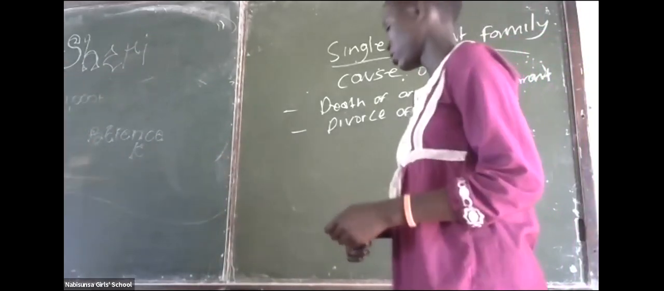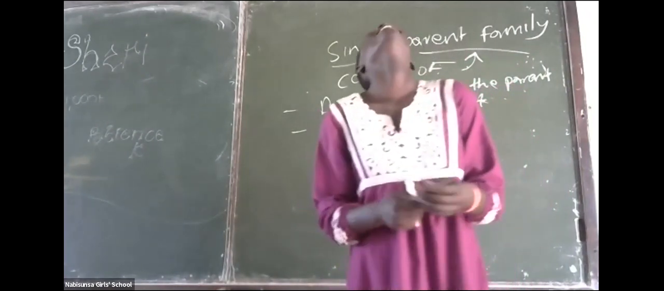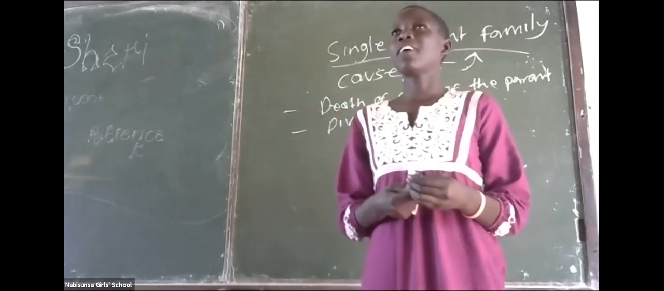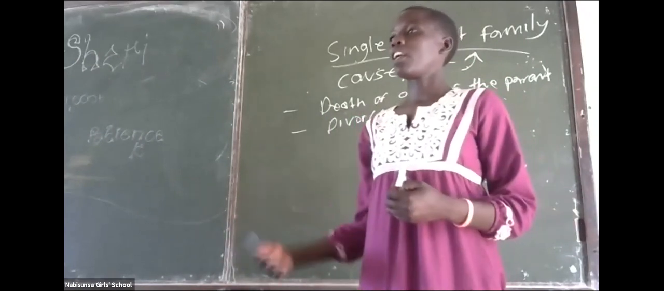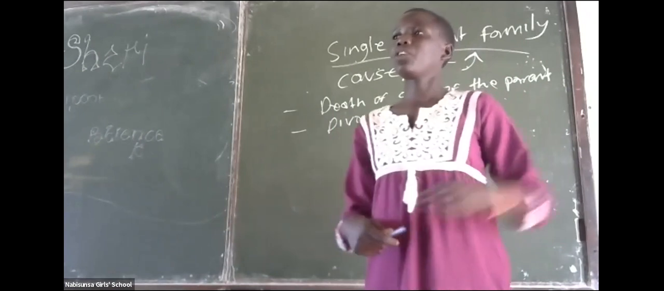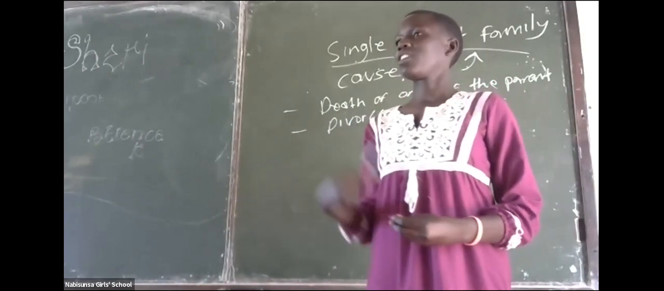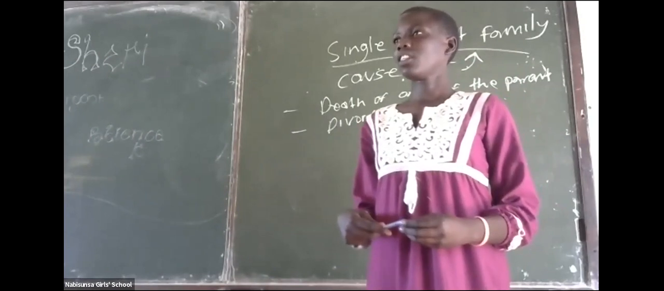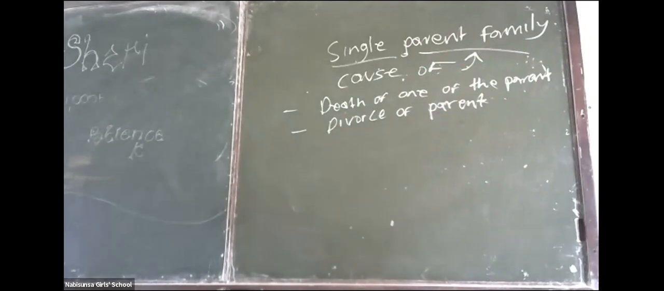You extend behind because the camera is not seeing you, you are too tall. Poverty, like one parent might have gone abroad for a job and leaves the other parent to take care of the children as he's working, so it's considered a single parent family. Okay, thank you, Josephine, for your contribution.